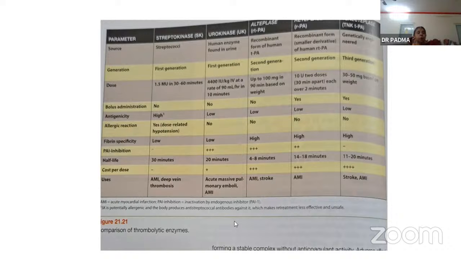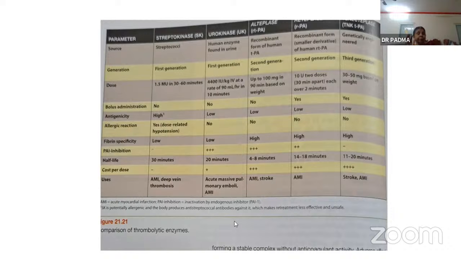So because of these four factors, what happens? This causes more bleeding. More bleeding leads to more hypotension. So these two are the main adverse effects we see. And because of the beta hemolytic streptococcal antibodies and other things, we may see allergic reactions to a great extent with streptokinase also. So these are the 5 points to be remembered with streptokinase.